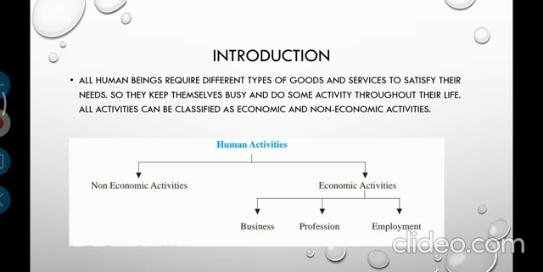First of all, let's read this. All human beings require different types of goods and services to satisfy their needs. So they keep themselves busy and do some activity throughout their life. All activities can be classified as economic and non-economic activities. That's true. I just said that you all are human and you are doing human activities. Now your activities can be divided into 2 broad classifications: economic activities and non-economic activities.